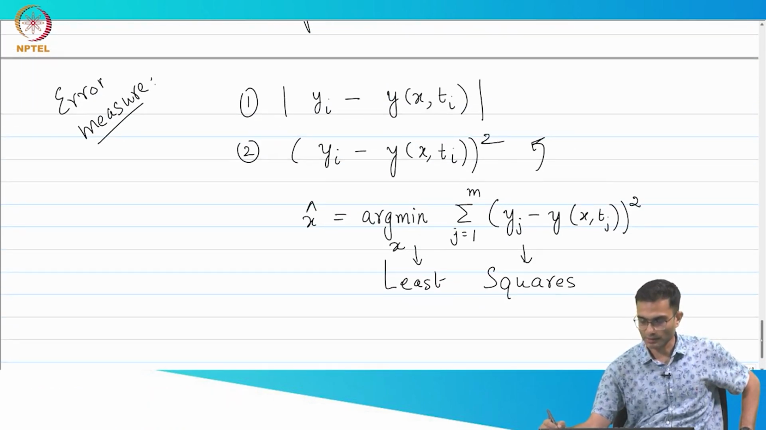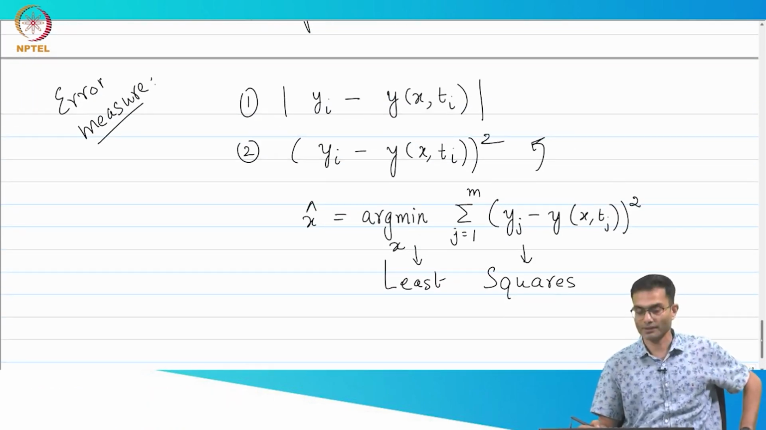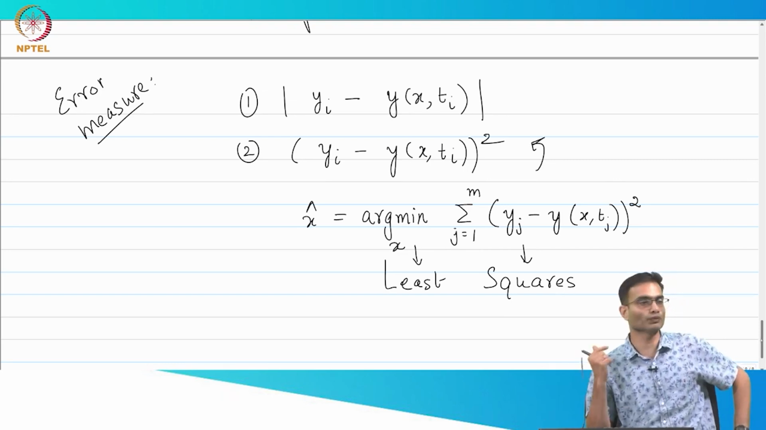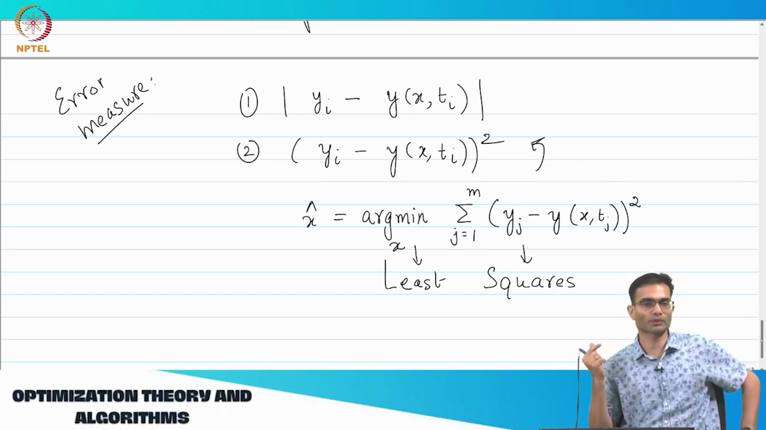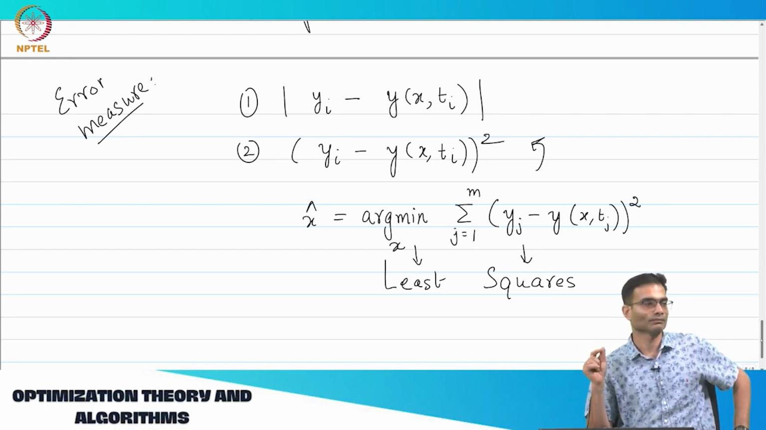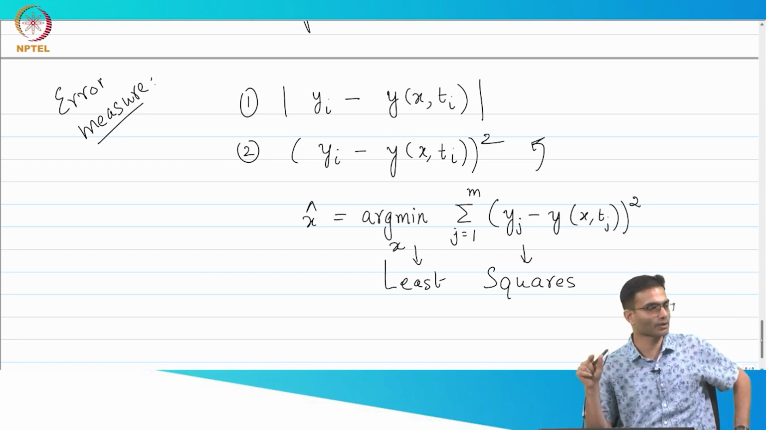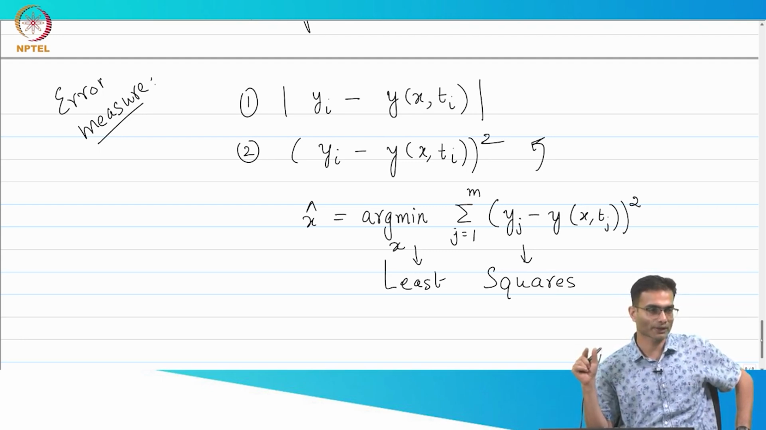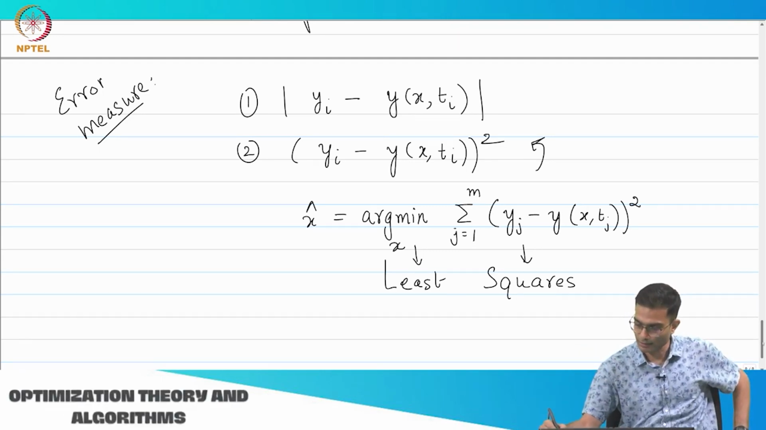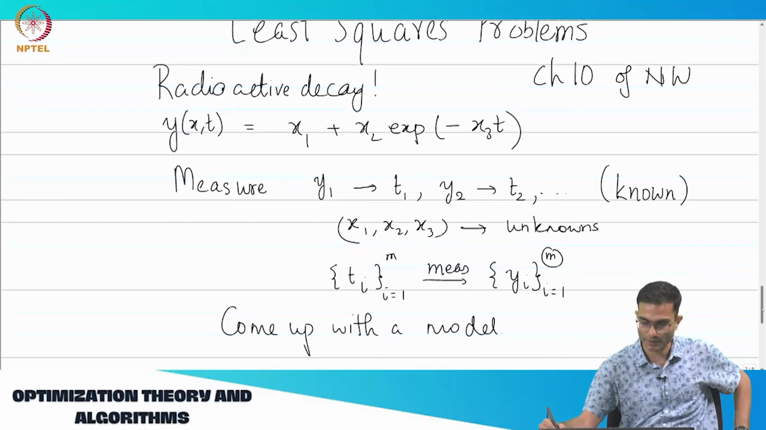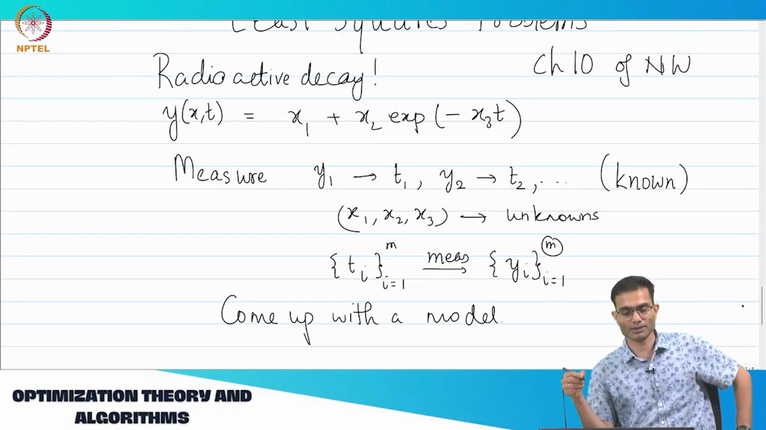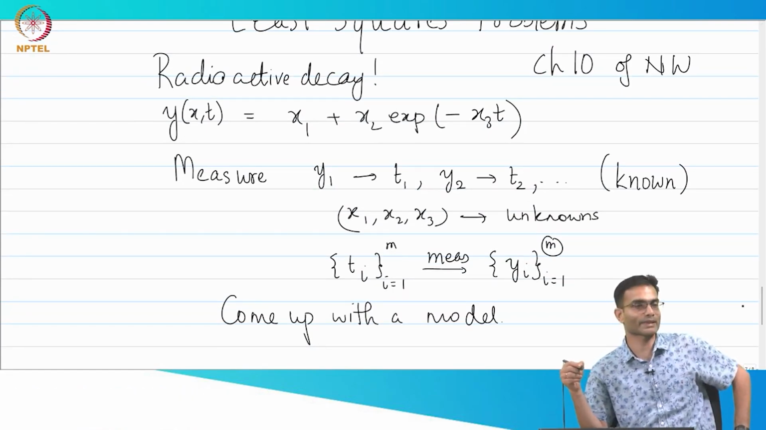Now there is another small distinction that is made in the least squares problem. Like we looked at the conjugate gradient method, there were two flavors of conjugate gradient. What were they? Linear and non-linear. Similarly, there are going to be two flavors of least squares problems, linear and non-linear. This real life problem which I have written here, the radioactive decay problem, x1 plus x2 exponential minus x3 t.